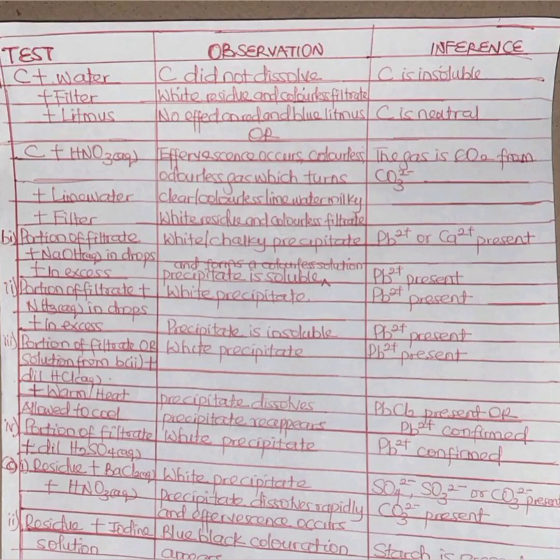Then the next one is plus filter. Plus filter, you will get a white residue and a colorless filtrate. It's always important we highlight the color of the residue and the filtrate, it makes it easier for us to proceed in other things. Then plus litmus, we are checking if C is acidic, basic, or neutral. It must be one of those three. So we use the red and the blue litmus paper. After testing with both of them, there was no effect on C plus water, so that means C is a neutral solution.